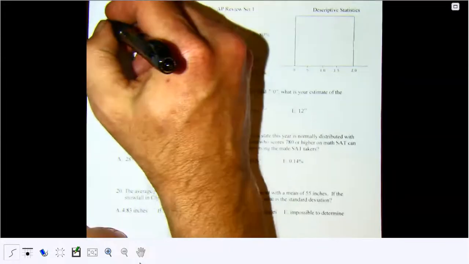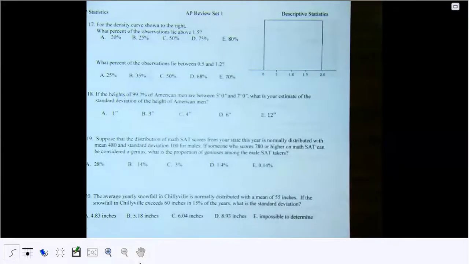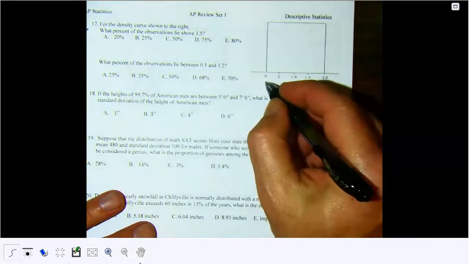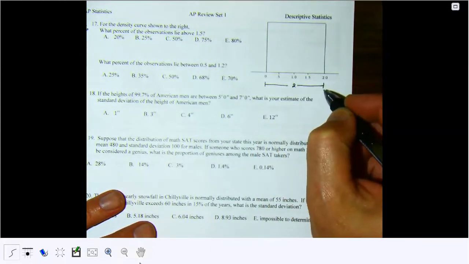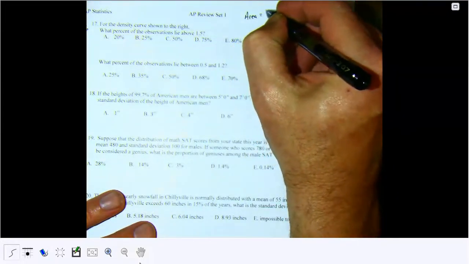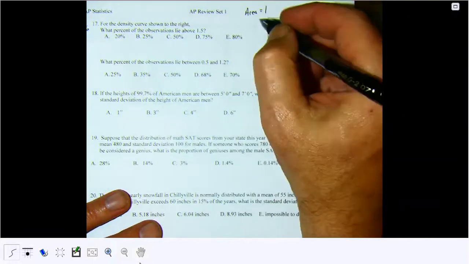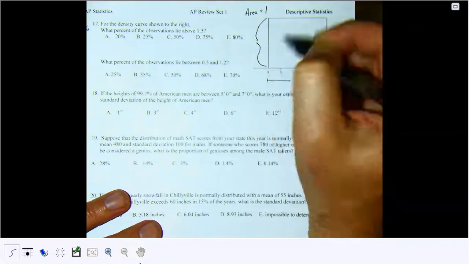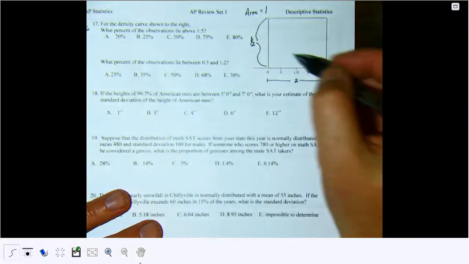Number 17, checking in at 2756. It's a density curve. So we have to remember that a density curve is going to have an area of 1. Okay, so this area has to be 1. And I know that since the area is 1, and the bottom of the box is 2, that means the height has to be 1/2. So when I take 1/2 times 2, I get an area of 1.